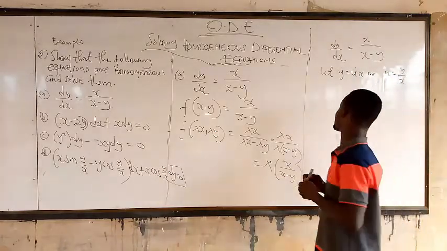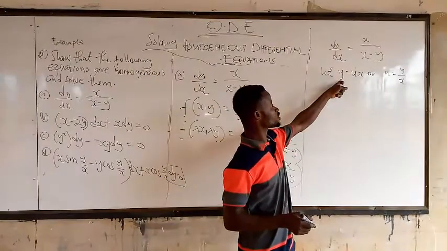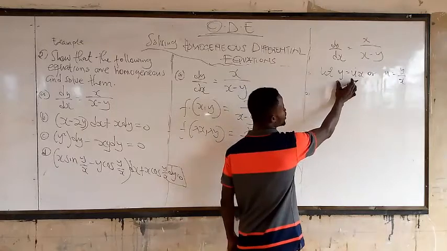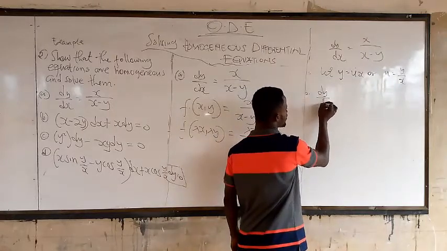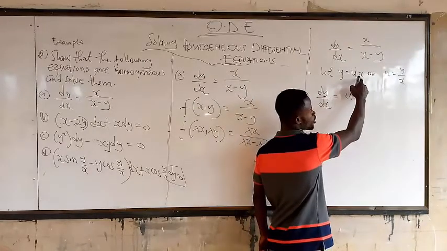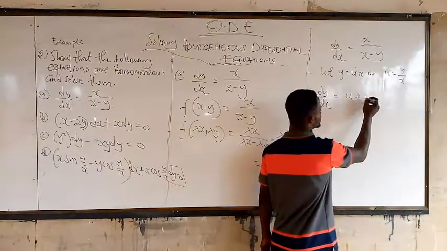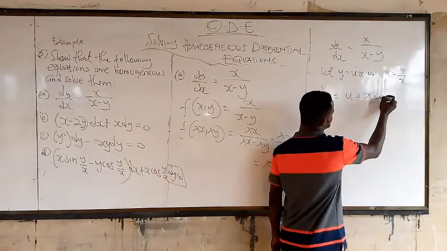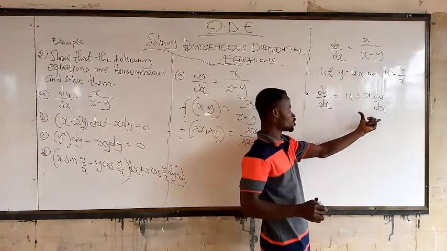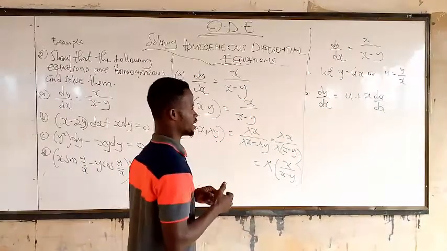Okay. So this is the first step. The second step is to differentiate this. So dy/dx is going to be equal to, this is a product rule, u plus x du/dx. It's always this, because when you differentiate this, it's always this. But you don't need to chew it, it won't help you.